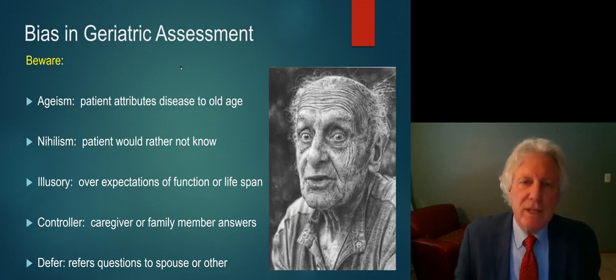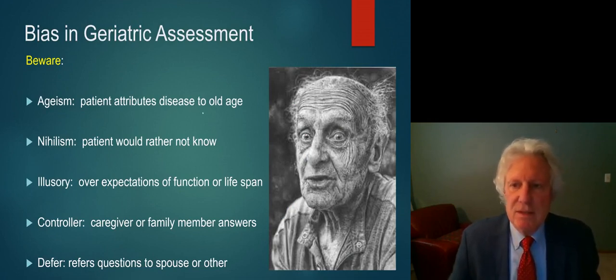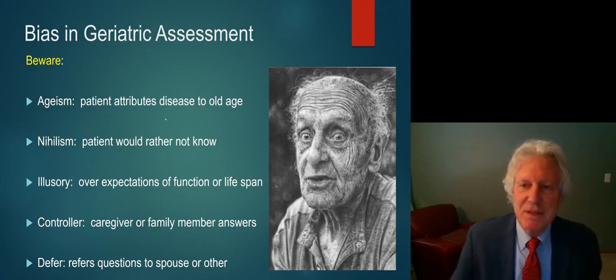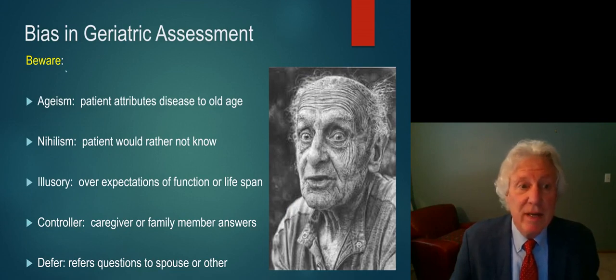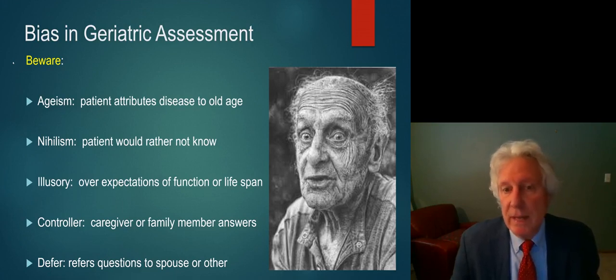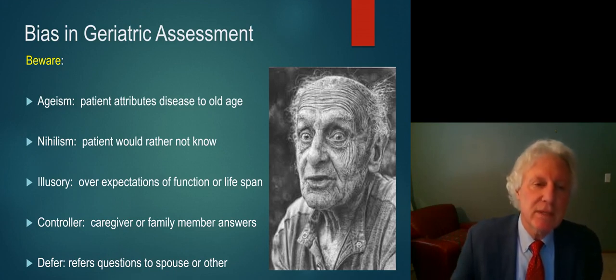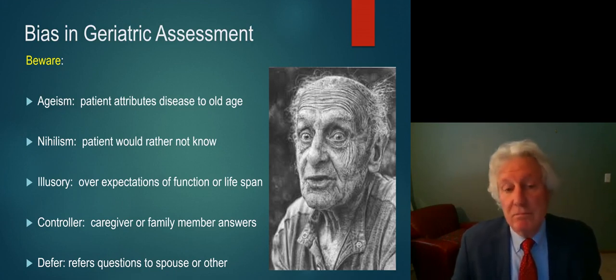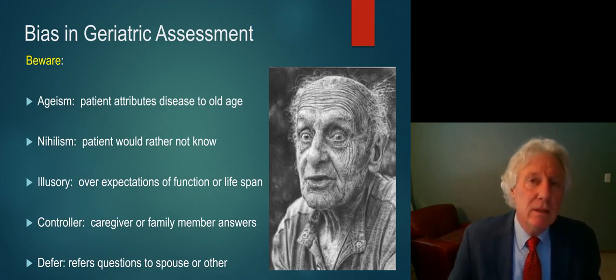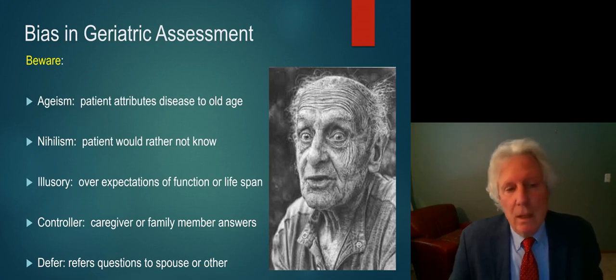So you want to really watch out for bias in geriatrics. This poor soul that we see in the picture is just astounded by all these issues here that we see. Ageism, for example, that the patient attributes their problems to old age. Okay, old age is not a disease, so that's an important consideration. Nihilism. Patient would rather not know whether they've got memory impairment or not. They just sort of want to avoid that because that may mean nursing home placement.